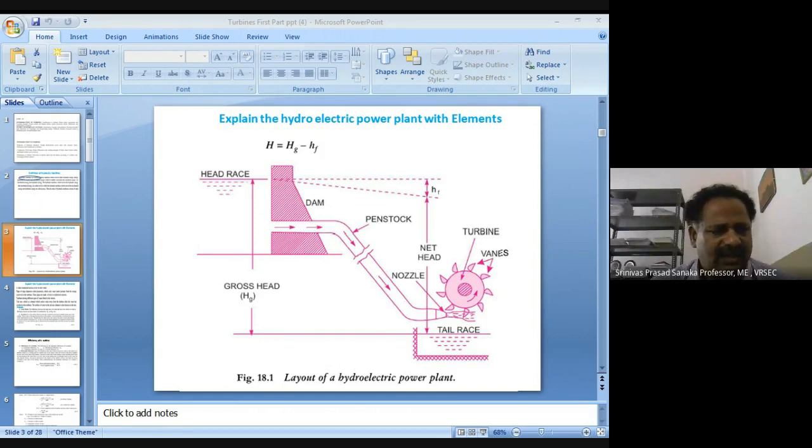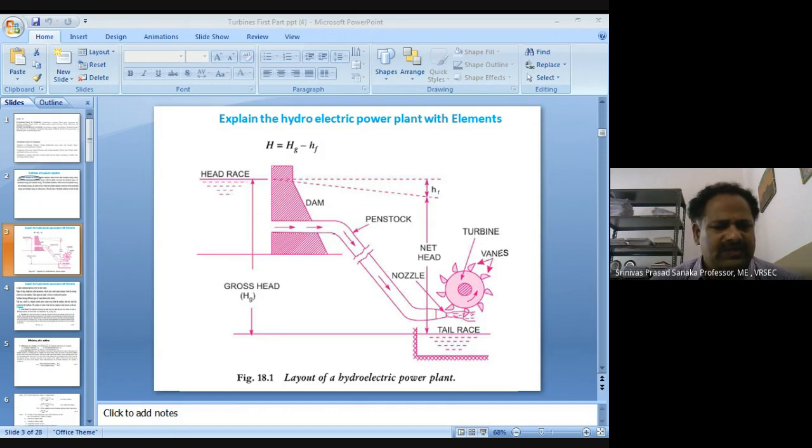Next, at the exit of the penstock, there is a nozzle. The nozzle is nothing but a decreasing area duct that is fitted at the exit of the penstock.